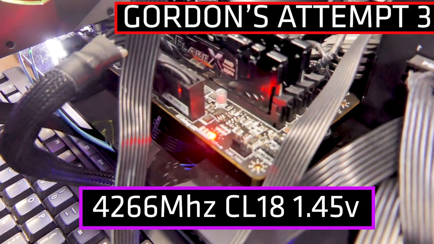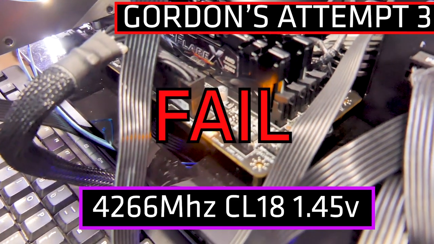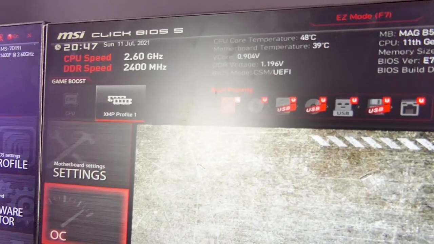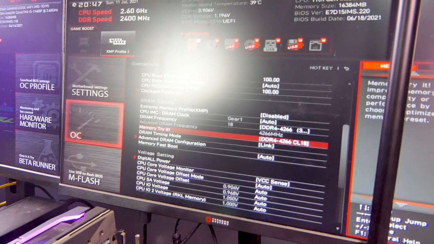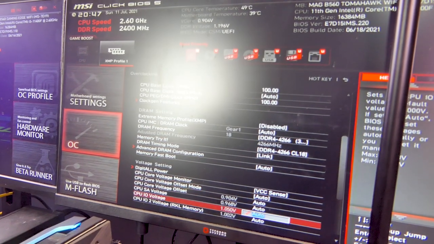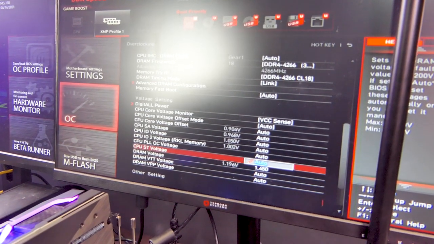DRAM light, this does not look good. Okay, it's not going to work. And again, you can see the JEDEC speed has reset to 2400. We're still going to stick with the timing profiles on the memory and try it, but I'm going to adjust the voltage here a bit.